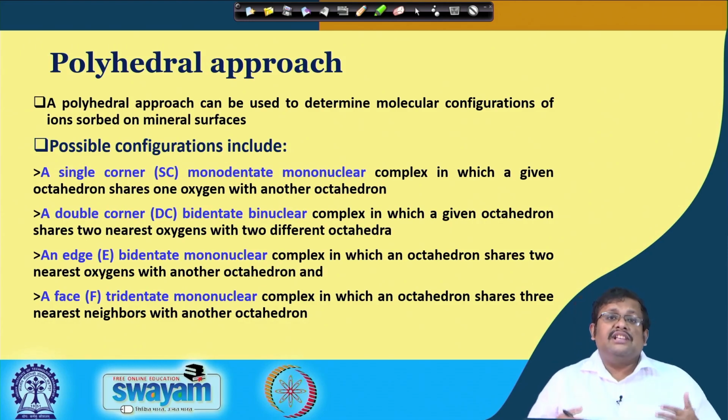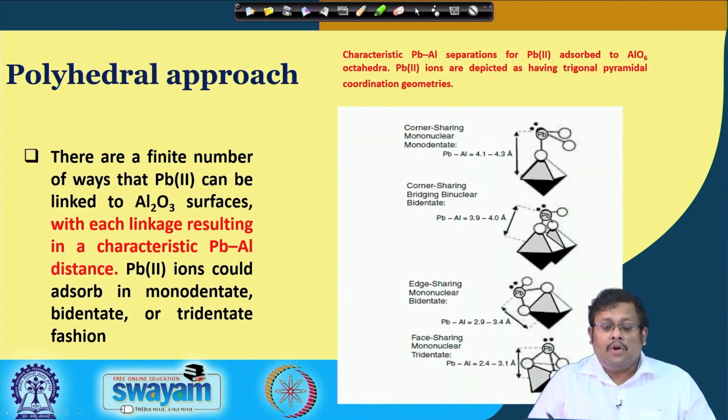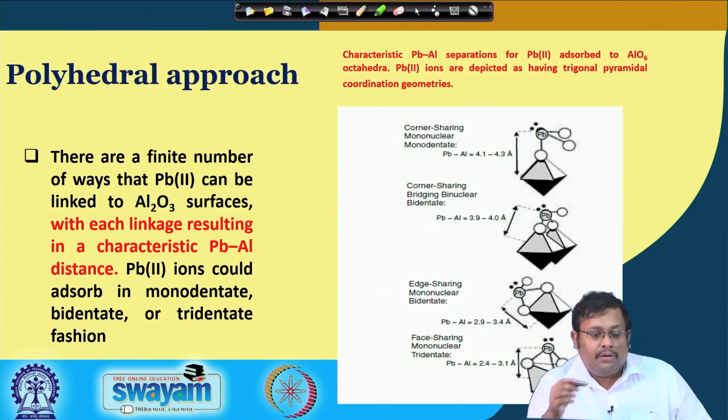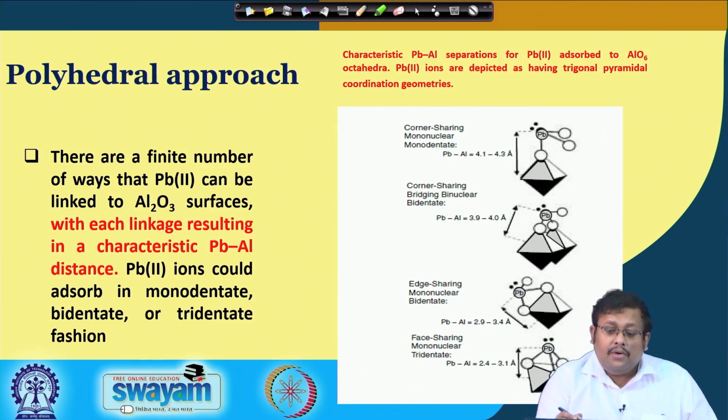And the fourth one is a face tridentate mononuclear complex, in which an octahedron shares 3 nearest neighbors with another octahedron. So, that is why it is called tridentate mononuclear. Now, this will give you a more detailed picture of this polyhedral approach. Here we have seen an example of characteristic iron-aluminum-lead separation for Pb2+ adsorbed to AlO6 octahedra. Here we are assuming that these lead ions have trigonal pyramidal coordination geometries. You can see this is a trigonal pyramidal coordination geometry.